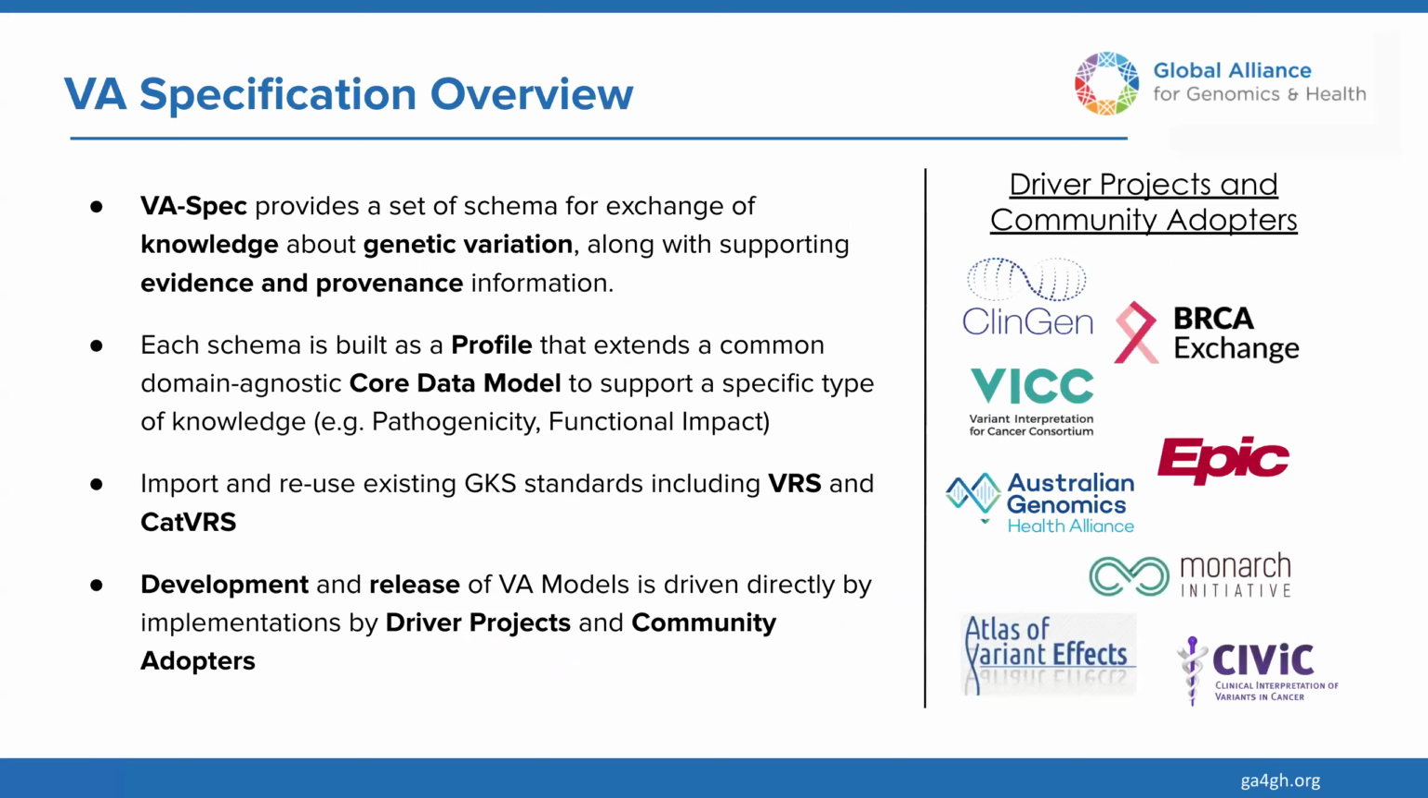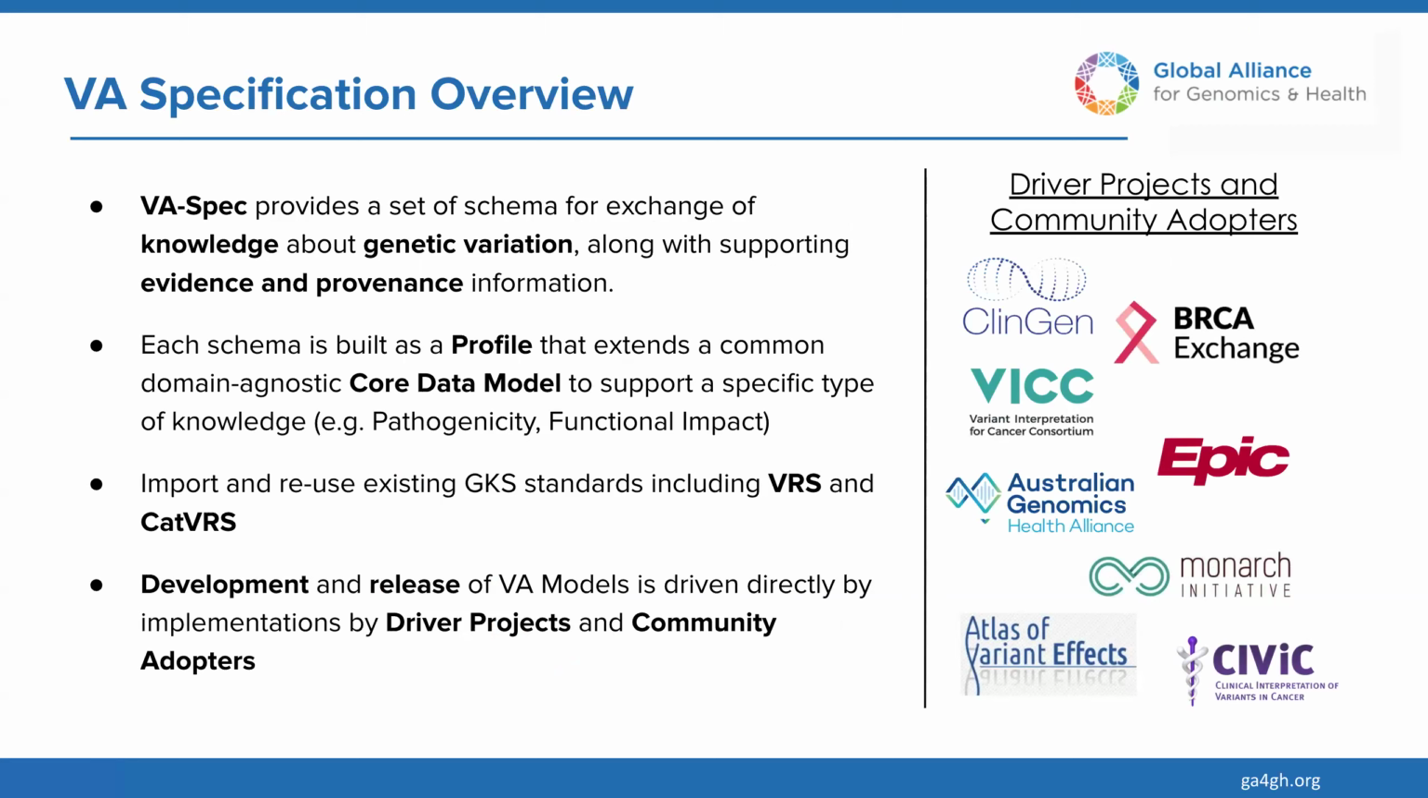I'm Matthew Brush. I am the lead of the VA Spec development working group, along with Larry and Alex, who've been temporary co-leads as we get this up and running. And I'm excited to talk about the spec that will be released later this month. VA Spec provides a set of schema for exchange of knowledge about genetic variation and also the evidence and provenance information that supports that knowledge.